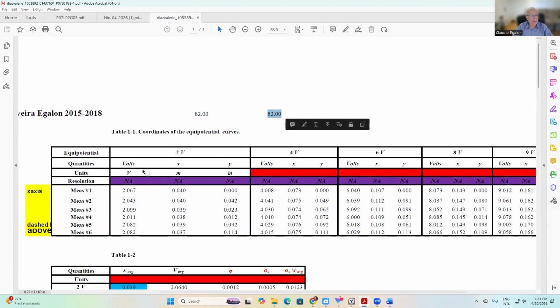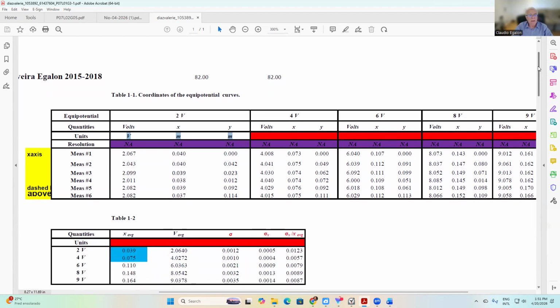Don't forget, students usually forget to put the units here. It's so easy to do that. All you have to do is copy and paste, copy and paste, right? Student, I don't know why. Maybe you're in a hurry, you don't want to spend too much time with the lab report, and you don't put the units there. But it's something very, very simple to do.